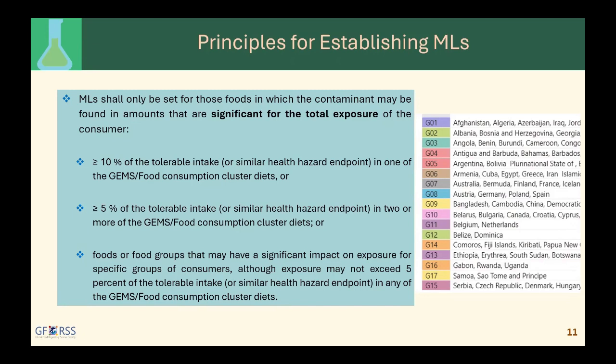So within the structure of the GEMS/Food database, we are submitting occurrence data, but WHO also has, we said we have occurrence and we have consumption, what they call cluster diets. They have 17 cluster diets, okay? They try to bring together countries that they think have similar consumption habits. And they will ask for consumption data to be submitted, representative of each of those clusters.